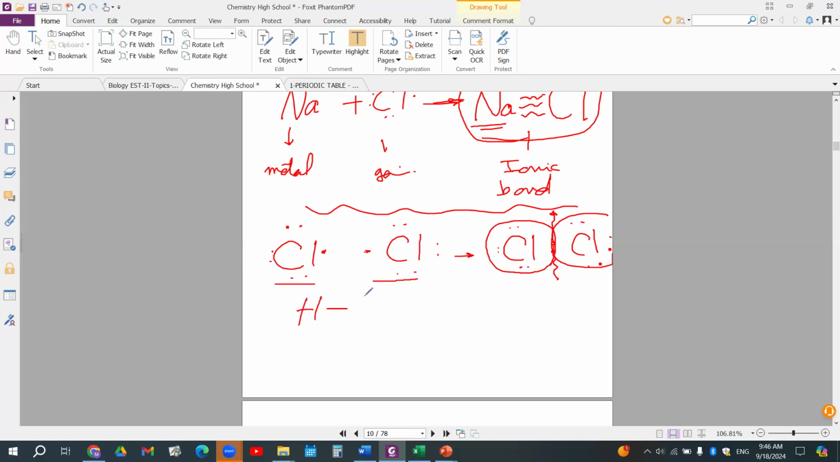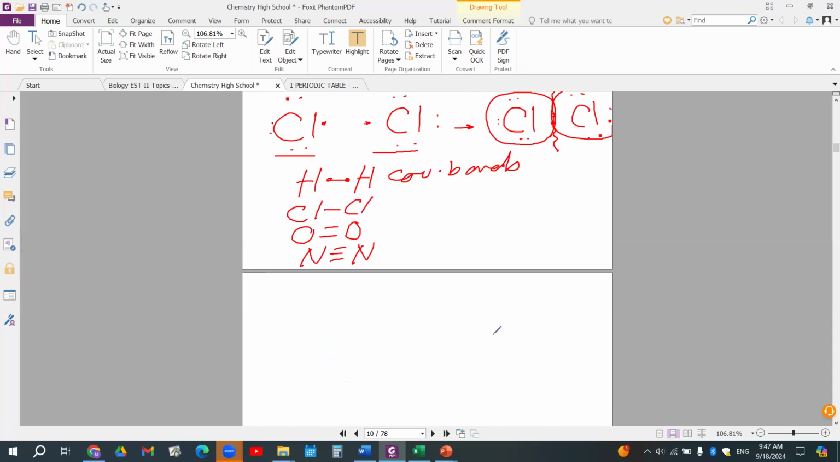Hydrogen, in the same way, binds with hydrogen to make a monocovalent bond. Chlorine, monocovalent bond. Oxygen shares 2, a dicovalent bond. Nitrogen shares 3, a triple covalent bond. Covalent bonds. So now we have ionic bond and covalent bond.